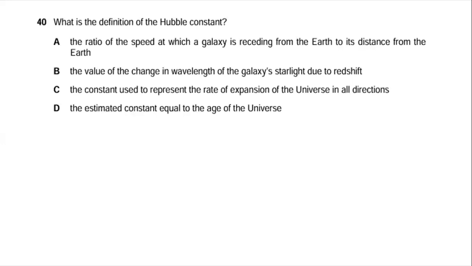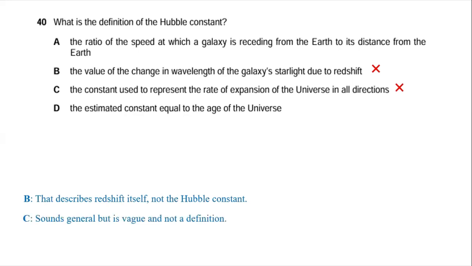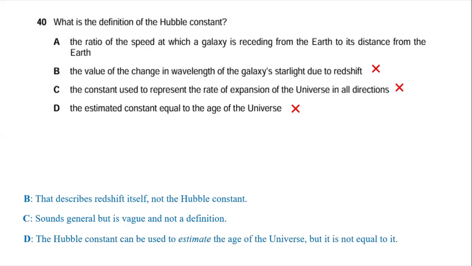Question number 40. What is the definition of the Hubble constant? When we come to answer B, the value of the change in wavelength of the galaxy's starlight due to redshift. No, wrong, because B describes redshift itself, not the Hubble constant. When we come to answer C, the constant used to represent the rate of expansion of the universe in all directions is wrong. It sounds general, but it is vague and not a definition. When we come to answer D, the estimated constant equal to the age of the universe, that is wrong. Why? Because the Hubble constant can be used to estimate the age of the universe, but it is not equal to it.